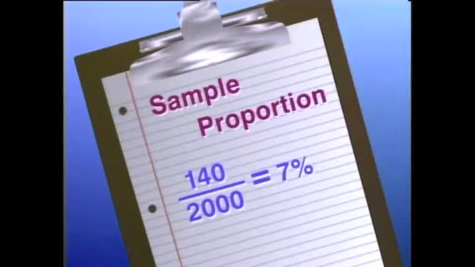Now we will compute a confidence interval for unemployment. Let's say we took a sample of 2,000 people, of which 140 were unemployed. This gives us a sample unemployment rate of 0.07. This is our p-hat value.